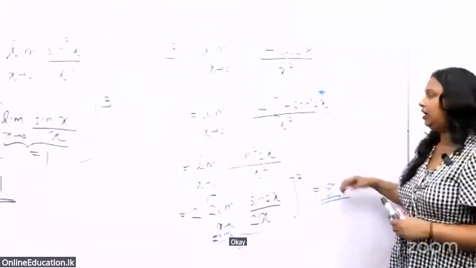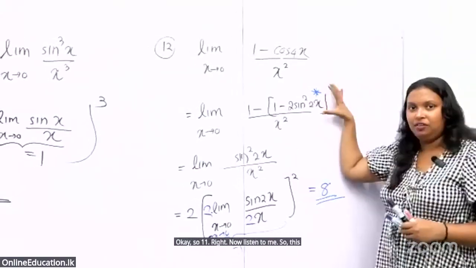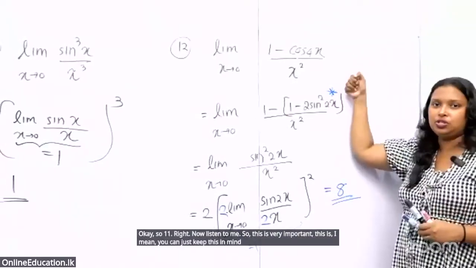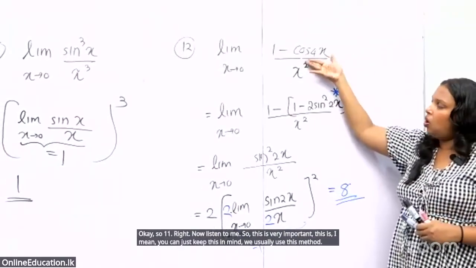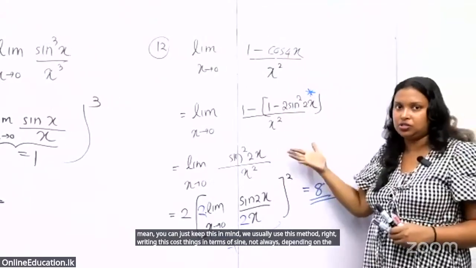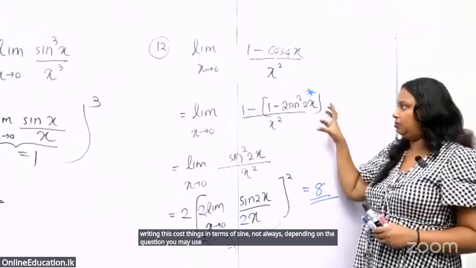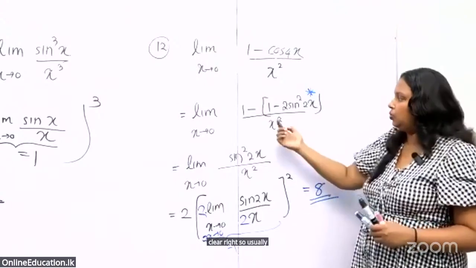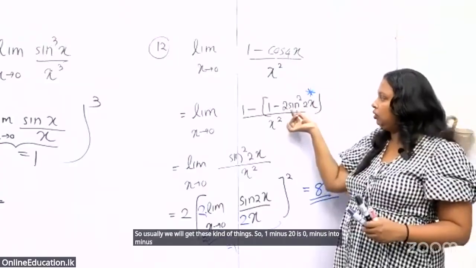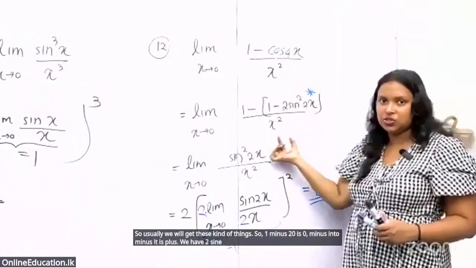Okay, right. Now listen to me. This is very important. You can just keep this in mind. We usually use this method, writing these cos things in terms of sine, not always, depending on the question you may use. Clear? Right. So usually we will get these kinds of things. So 1 minus 1 is 0. Minus into minus is plus. We have 2 sine squared 2x over x squared.